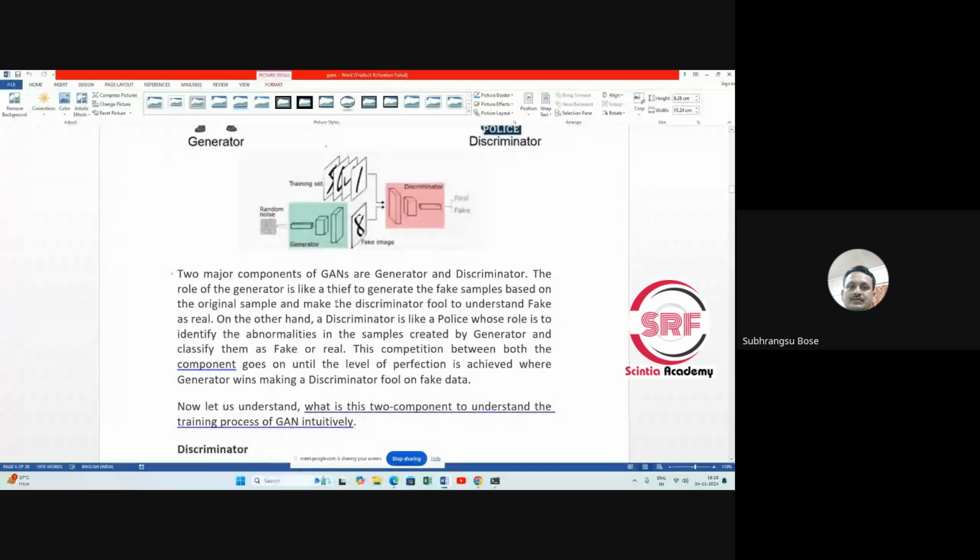The role of the generator is like a thief: to generate fake samples based on the original sample and make the discriminator fooled into understanding the fake as real. On the other hand, the discriminator is like a police officer whose role is to identify the abnormalities in the samples created by the generator and classify them as fake or real. This competition between both components goes on until the level of perfection is achieved, where the generator wins, making the discriminator fooled by the fake data.